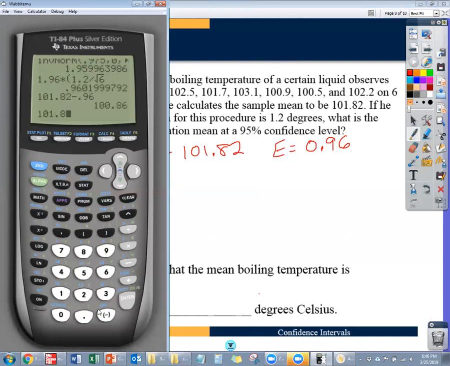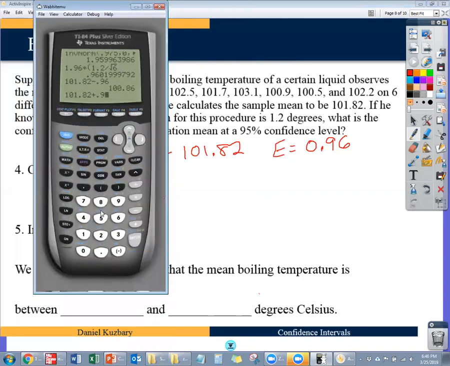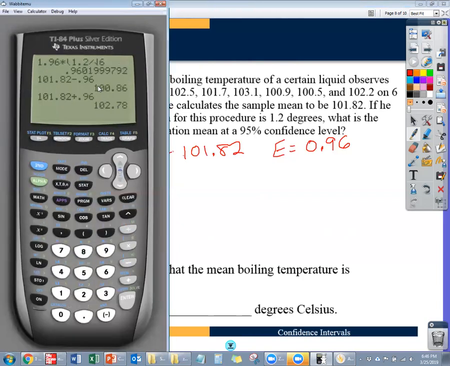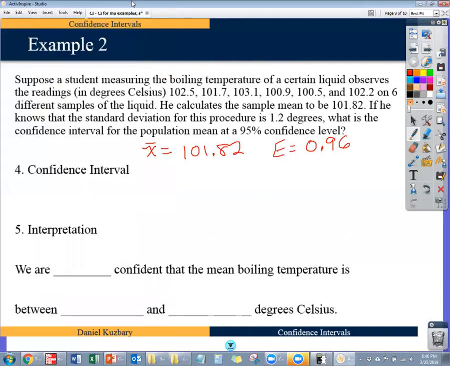101.82 plus 0.96. Oops, sorry. So those two numbers. I subtract 0.96 and I add 0.96 and I get those two numbers as my answer. So 100.86 and 102.78. That's my confidence interval. That's not too hard.